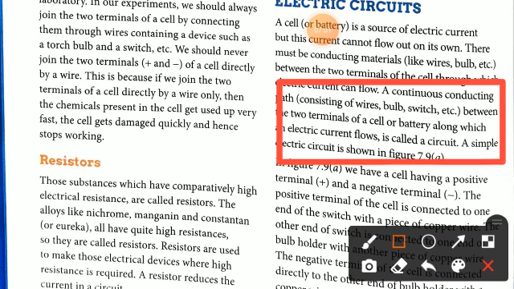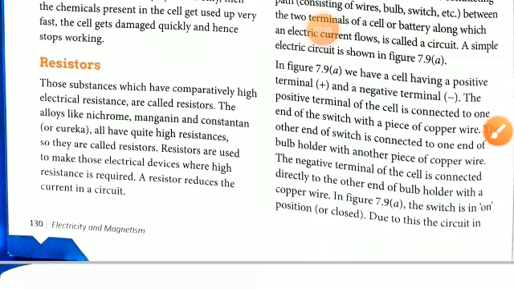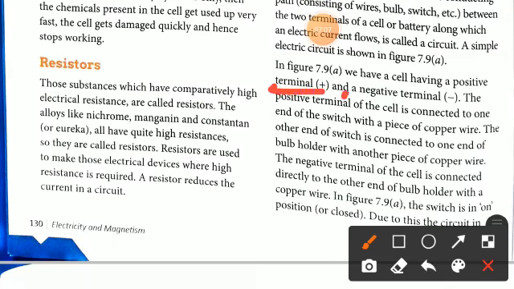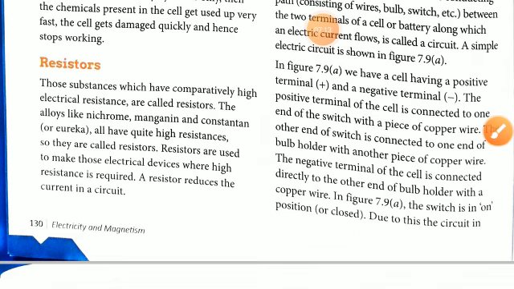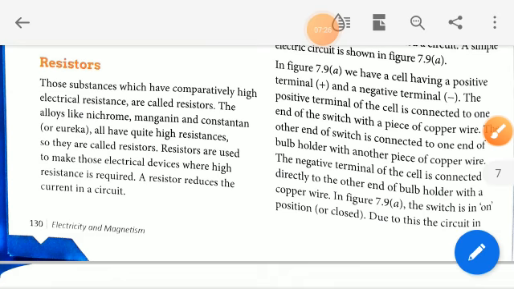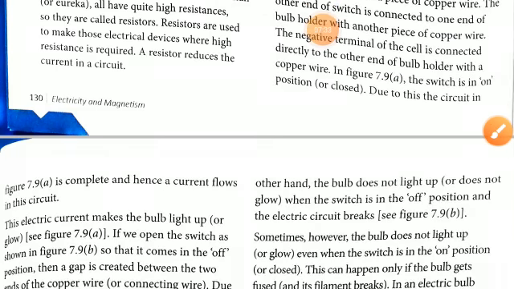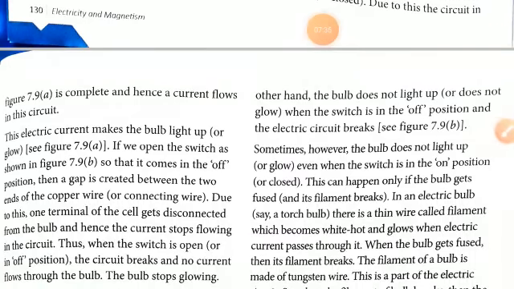So it is shown in the figure below. I will show you. In figure 7.9a we have a cell having a positive terminal, that is plus, and the negative terminal, that is minus. The positive terminal of the cell is connected to one end of the switch with a piece of copper wire. The other end of the switch is connected to one end of a bulb holder with another piece of copper wire. The negative terminal of the cell is connected directly to the other end of the bulb holder with a copper wire. The switch is in on position, or closed, in the circuit in figure 7.9a.